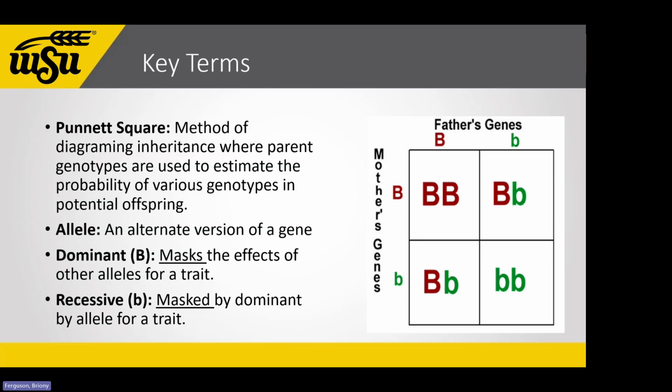Now, an allele is an alternate version of a gene, and these can be dominant, which will always be indicated with an uppercase letter. And dominant alleles mask the effects of other alleles for a trait, or they can be recessive. In this case, it will always be indicated with a lowercase letter. And these are going to be the alleles that are being masked by the dominant allele.